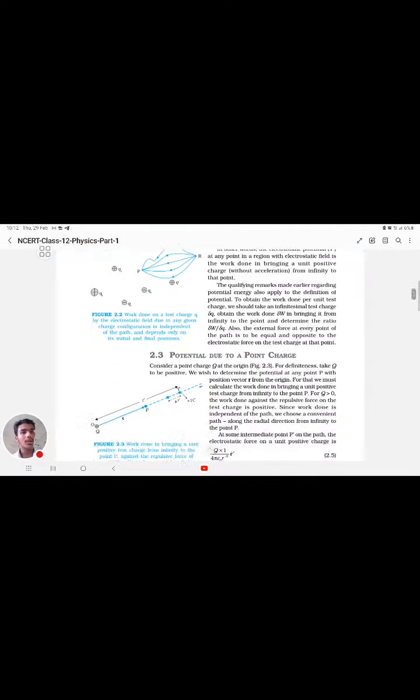Moving down, we are talking about potential due to a point charge. So consider a point charge capital Q at the origin. Okay, so I'm basically considering a point charge Q at the origin.